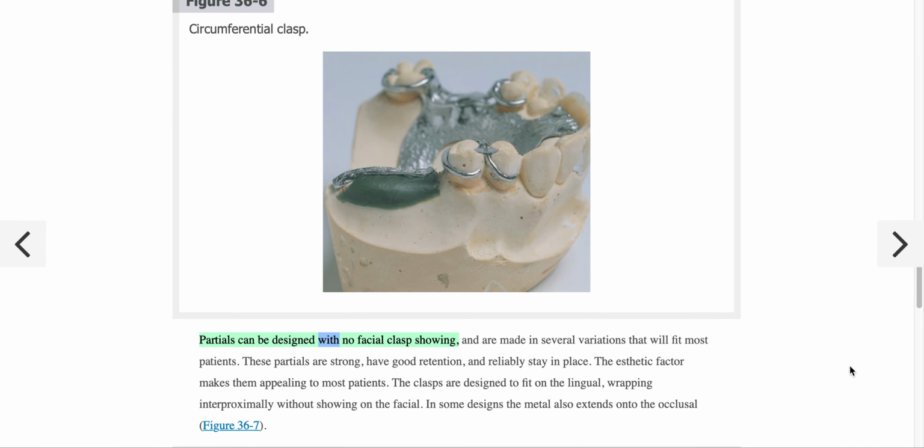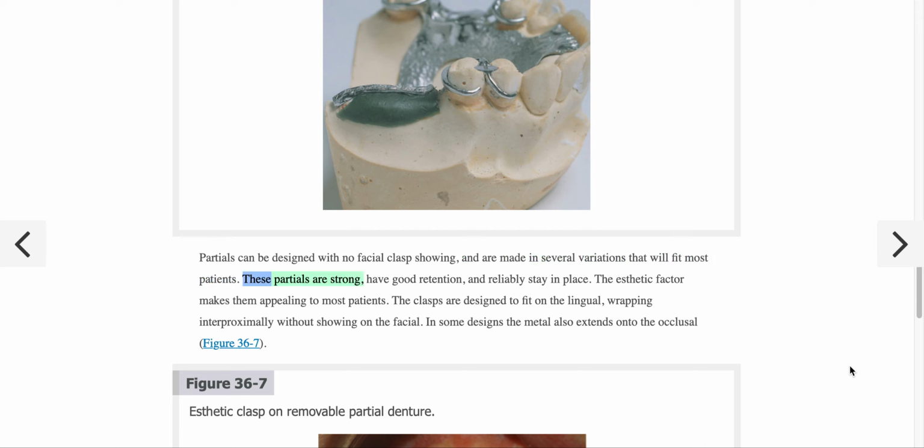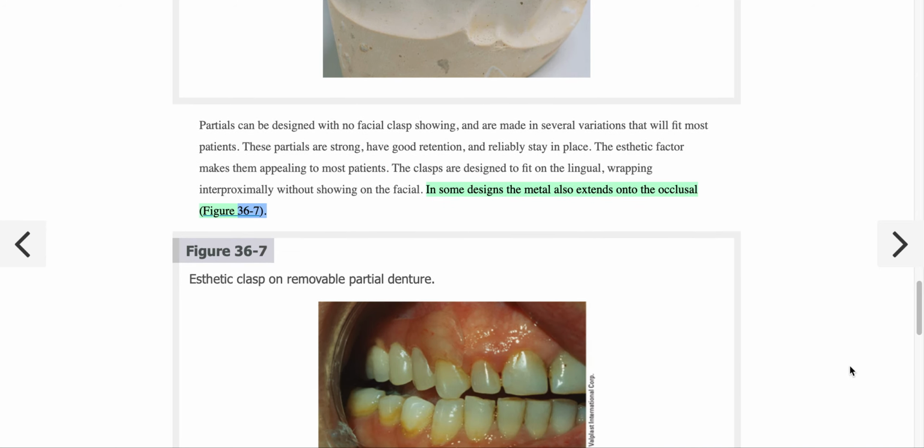Partials can be designed with no facial clasp showing, and are made in several variations that will fit most patients. These partials are strong, have good retention, and reliably stay in place. The aesthetic factor makes them appealing to most patients. The clasps are designed to fit on the lingual, wrapping interproximally without showing on the facial. In some designs the metal also extends onto the occlusal, figure 36-7.